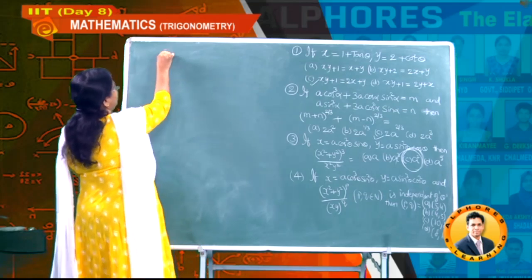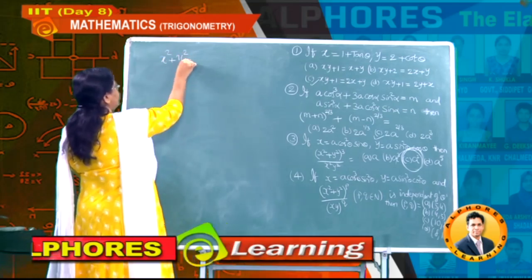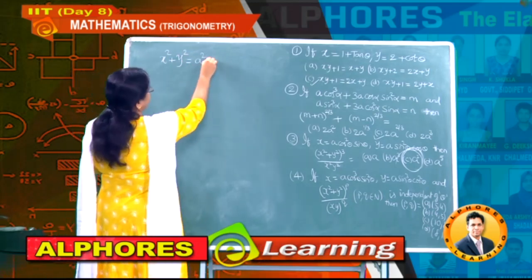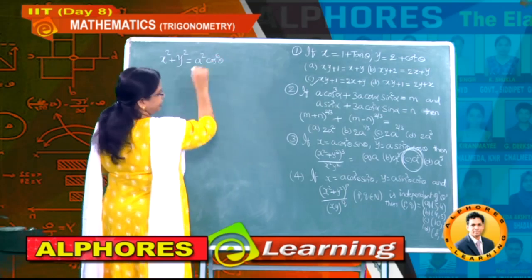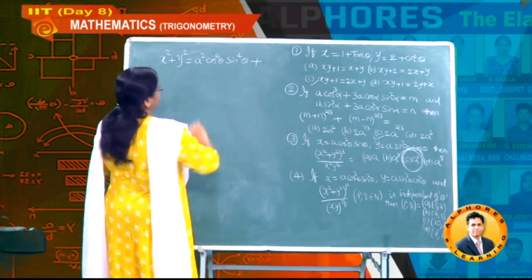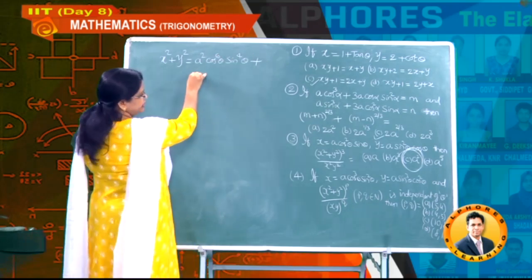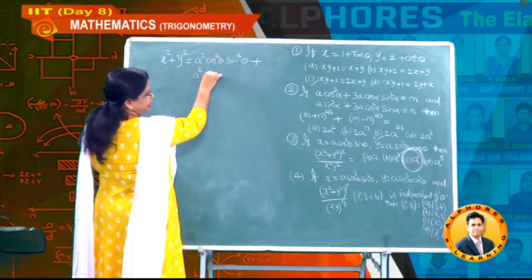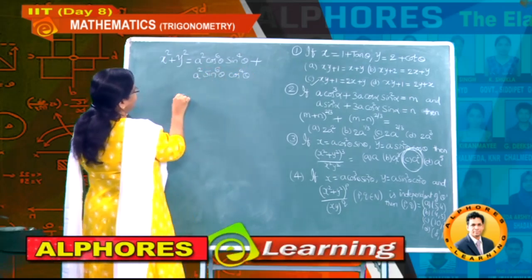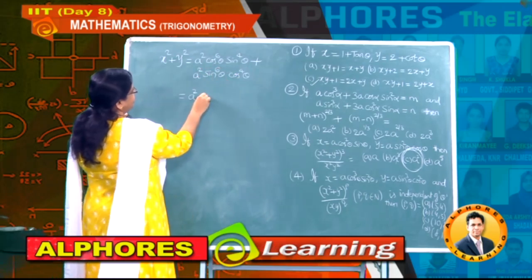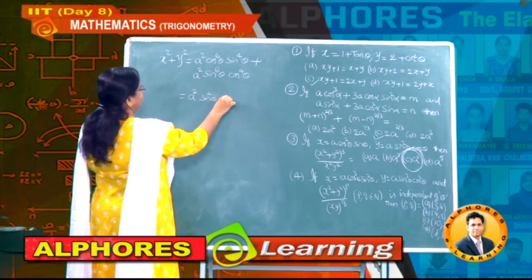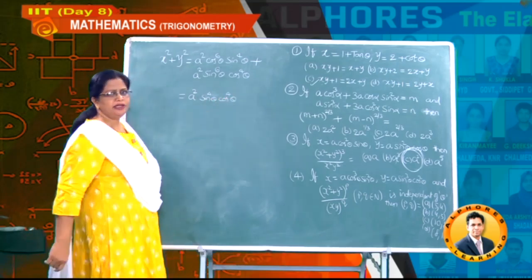Let us take x square plus y square. What is x square? A square into cos to the power of 6 theta and into sine to the power of 4 theta, a square, plus y square. Y square means a square sine to the power of 6 theta and cos to the power of 4 theta. How much can you take common here? A square sine to the power of 4 theta and cos to the power of 4 theta. You can take this value as common.